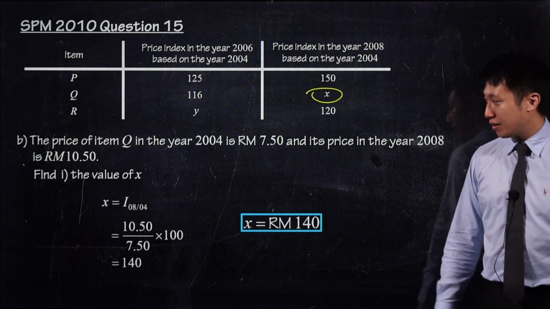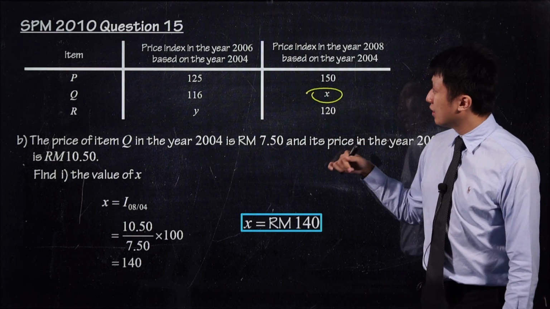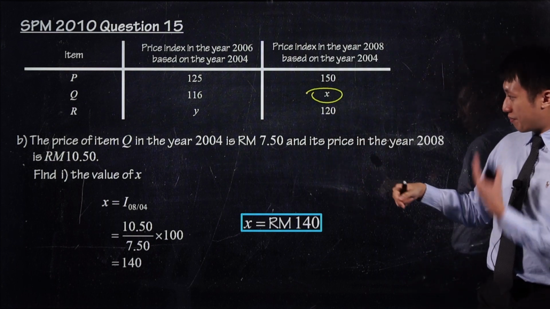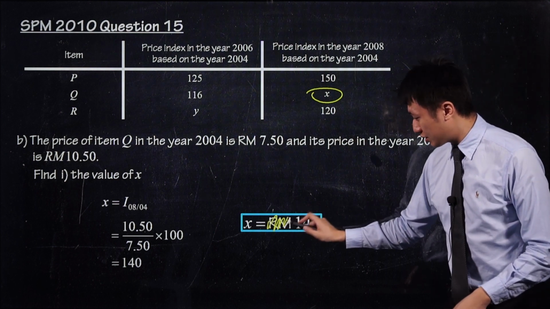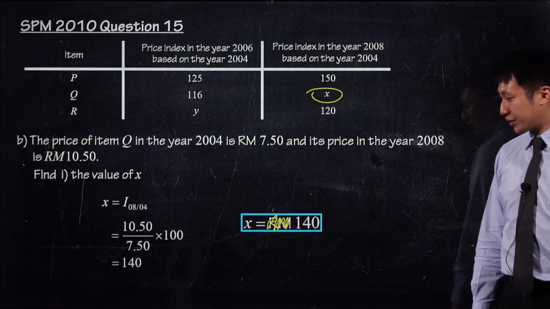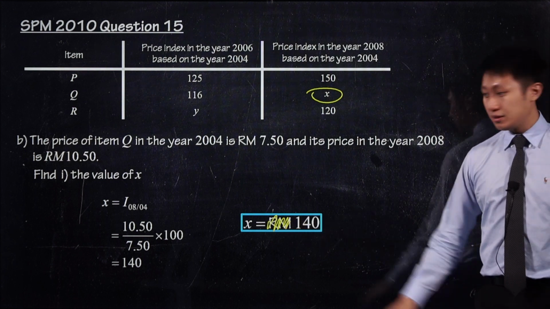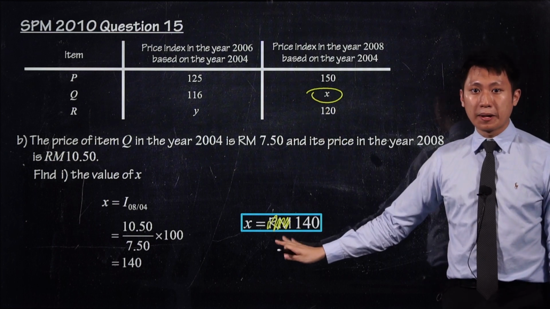So you get the price index is actually this thing. And then the value of X is not supposed to be RM. X is just 140 only. This is not RM because this is a price index, right? So it's not supposed to be RM.